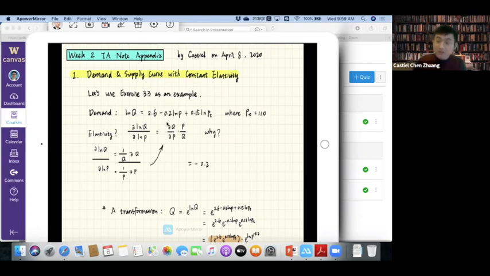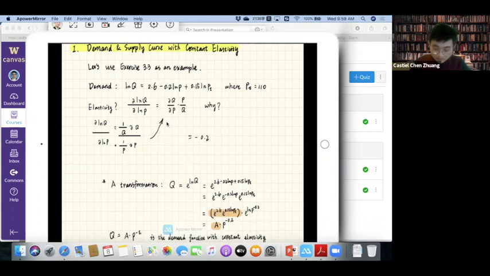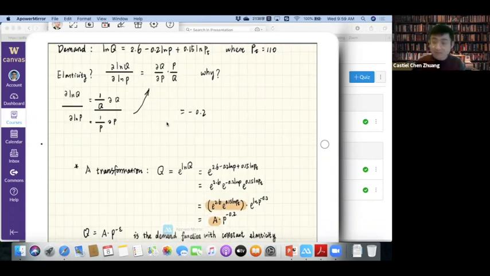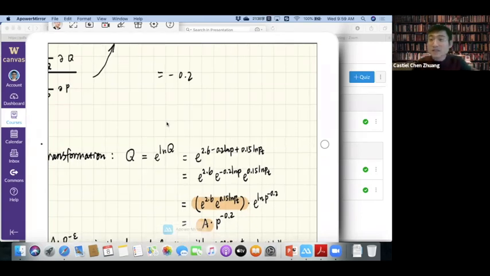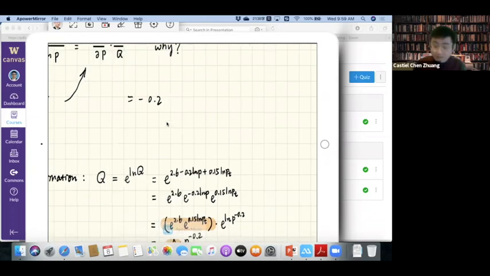So we can also transform this demand equation a little bit. This is the form given by, I think, the textbook. You can see that there is this exponential form. So how do we get that? Actually, you just make the left-hand side and right-hand side exponents of the mathematical number e. Previously, we have log Q equals 2.6 minus 0.2 log P plus 0.15 log PT. But now, just add e as the base.